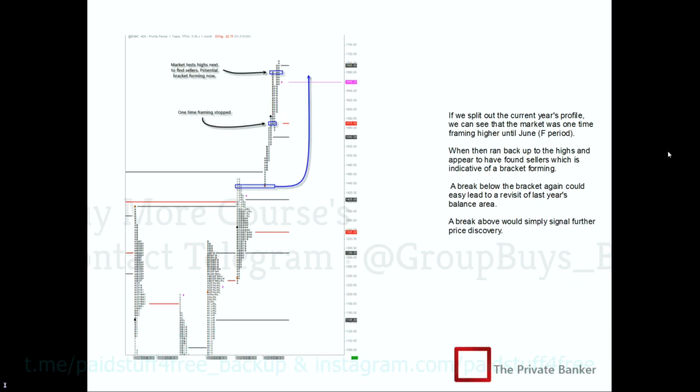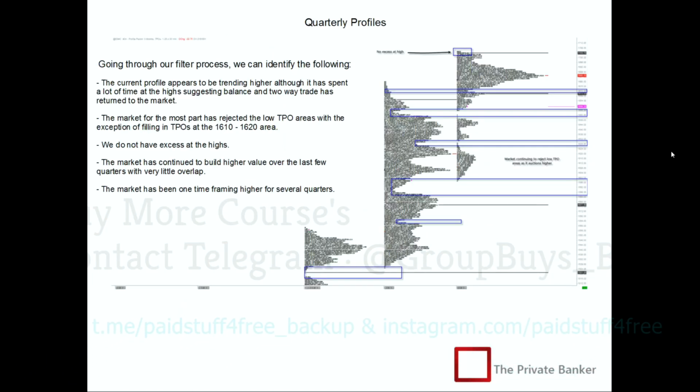So now let's look a little closer at some details here with the quarterly profiles. Again, going through our filter process, we can identify the following. First, the current profile appears to be trending higher, although it spent a lot of time at the highs, suggesting balance and two-way trade has returned to the market. The market, for the most part, has rejected the low TPO areas, with the exception of filling in TPOs at the 1610 to 1620 area. So that would be this area right here.